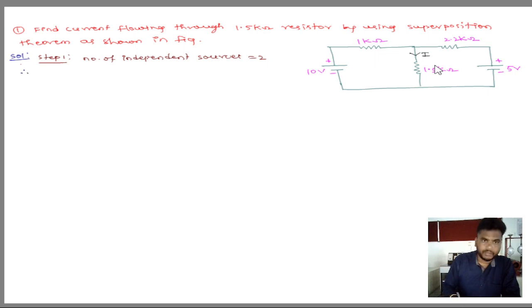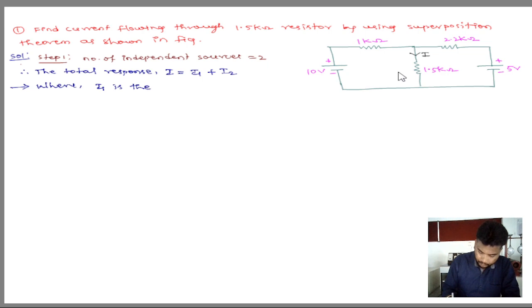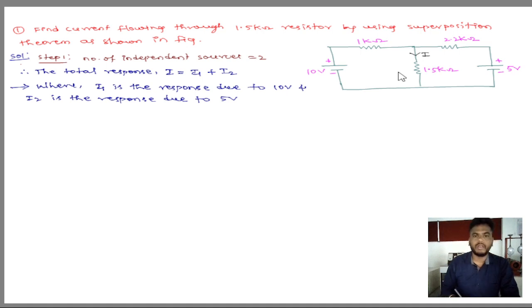Therefore, the total response, capital I, is equal to I1 plus I2, where I1 is the response due to 10 volts, and I2 is the response due to 5 volts.